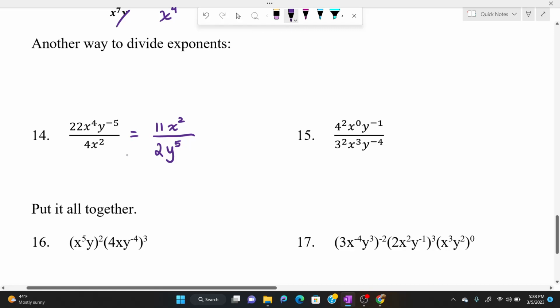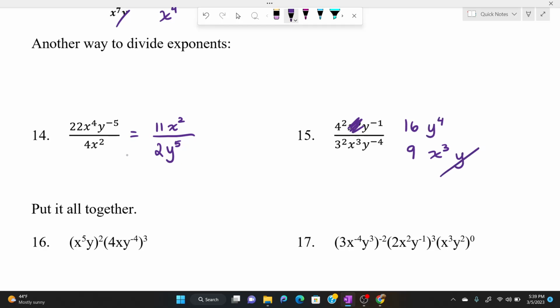Here, let's see what's happening. So, well, this is 1, so I can ignore that. And then it's going to be 16 over 9, and then x to the third is still going to be the bottom. Y to the fourth would be on top, and y to the first would be on the bottom, but then one factor of y will cancel with one of those four, making it a 3. And that is going to be my answer. Let's move that a little bit here, and then put an equal sign.